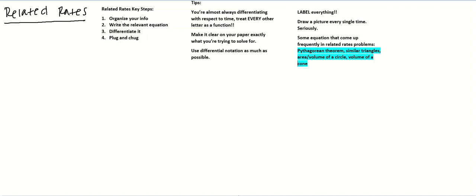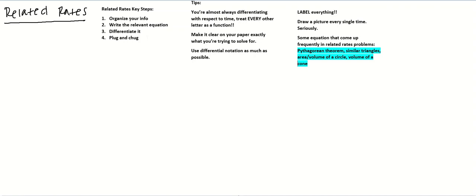When you're given a problem, the first thing you want to do is organize your information, sort through everything that they've told you, and put some labels on them. Then you're going to write the relevant equation. Every single time you're doing a related rates problem, there's going to be some equation that relates the physical quantities in question, and oftentimes figuring out which equation is the relevant one is the hardest part. It's just, what equation am I going to even be using for this problem?